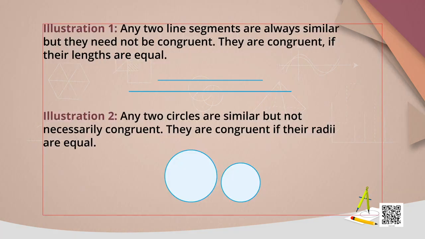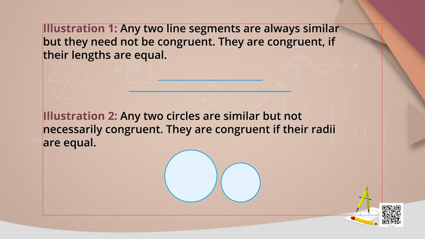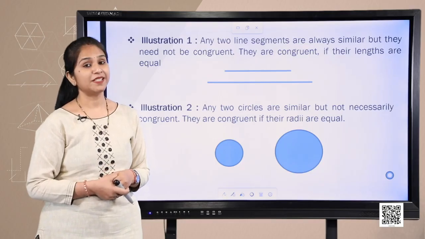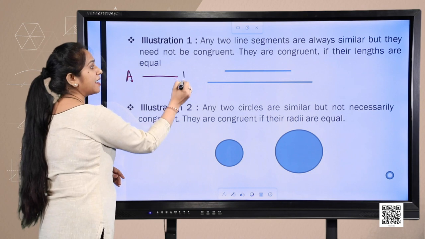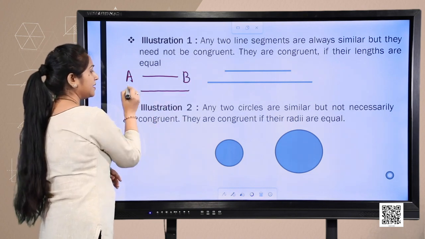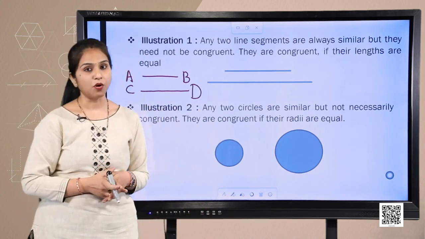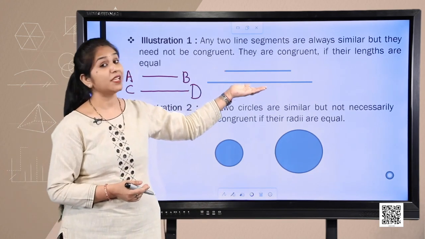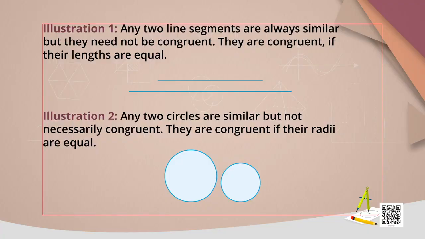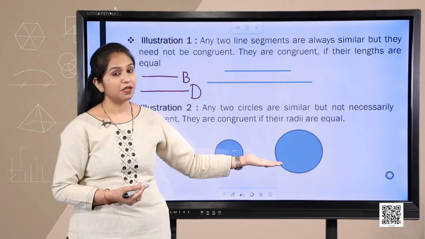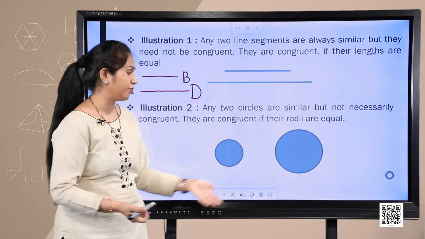Let us take a few more examples. We have two line segments. Two line segments are said to be similar figures. They become congruent only if their measurements are the same. For example, if I have a line AB and the measurement of this line AB is say 5 cm, and we have another line segment CD and the measurement of this line segment is also 5 cm, in that case they become congruent. But here you can see they are different, so they are similar but not congruent. Two circles have the same shape but the radii of the circles are different, so they are similar, not congruent, and we know when the radii become the same, then they become congruent.